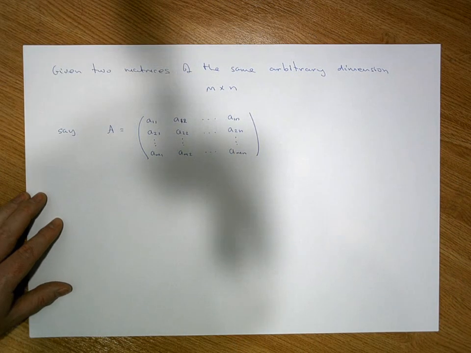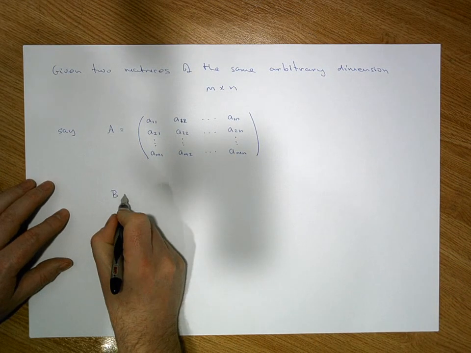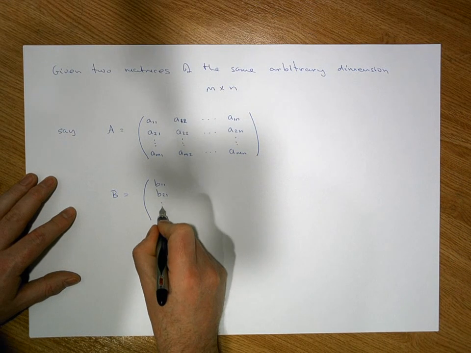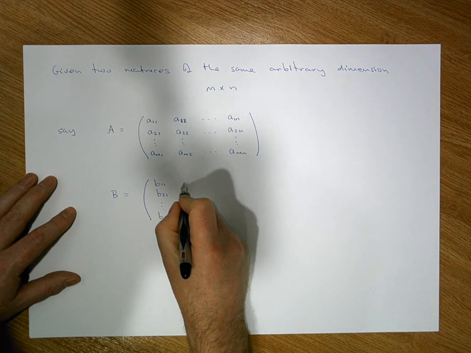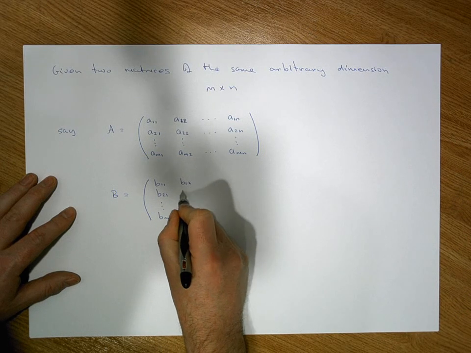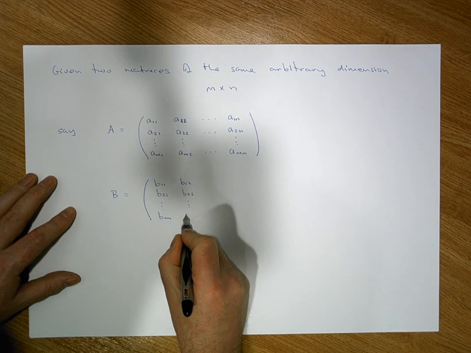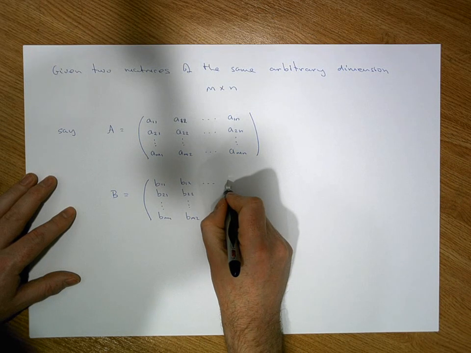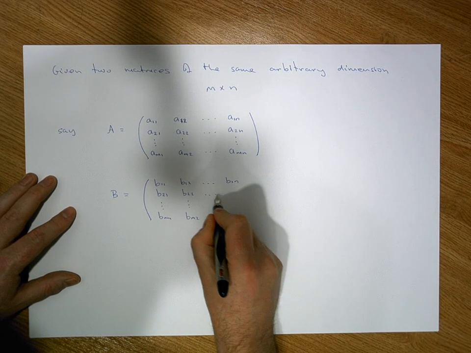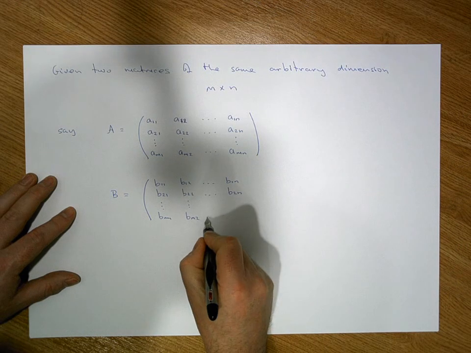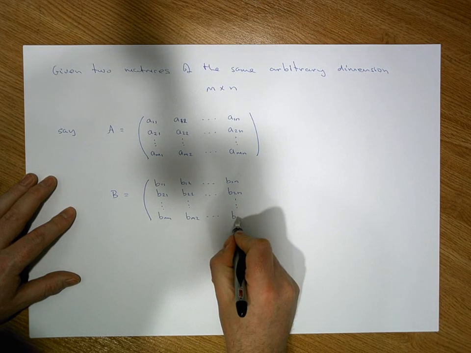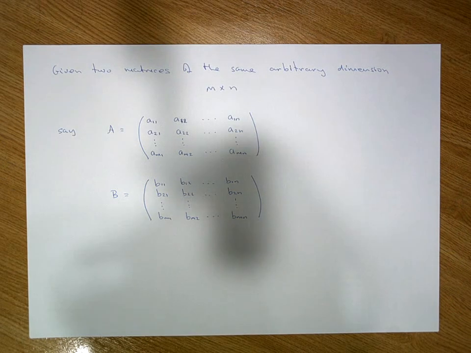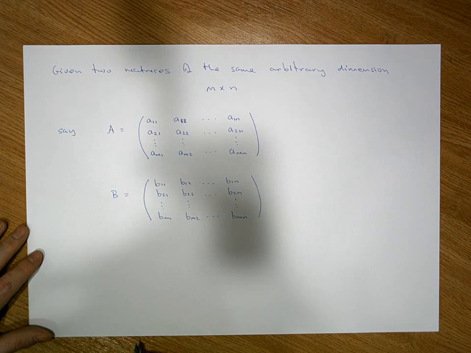Let's say that's A, and let's say that B is the matrix B11, B21, all the way down, BM1, B12, B22, all the way down, BM2, and across the nth column, B1n, B2n, all the way across and down, BMN. So we have two matrices, and what we'd like to do is subtract these two matrices.